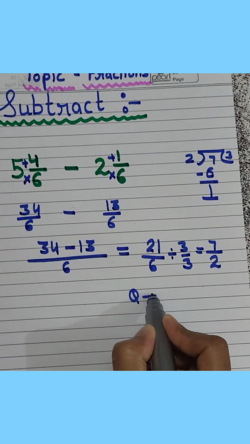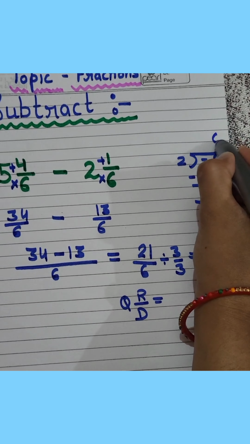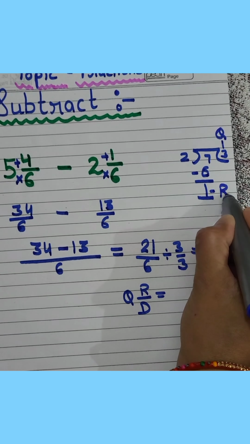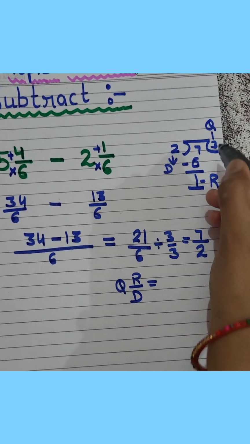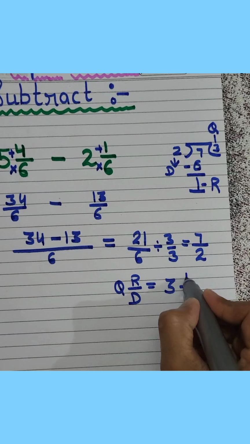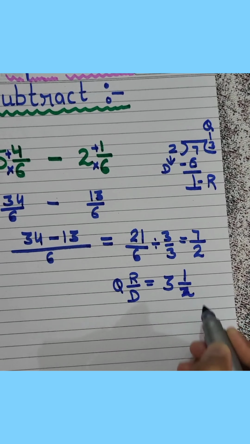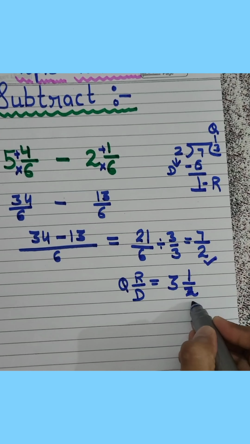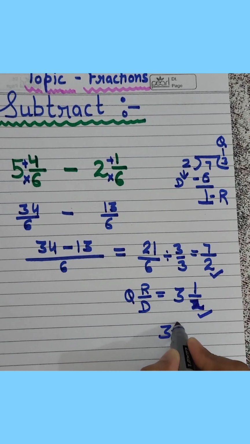The formula is Q R by D. Now, what is your Q? This 3 is your Q, the quotient, this is your remainder, and that is your divisor. So, what will you write? Q means 3, that is the whole number 3. And what is your remainder? That is 1. And what is your denominator? That is 2, because its denominator and the original denominator will be the same. So, our answer will be 3 1 by 2.